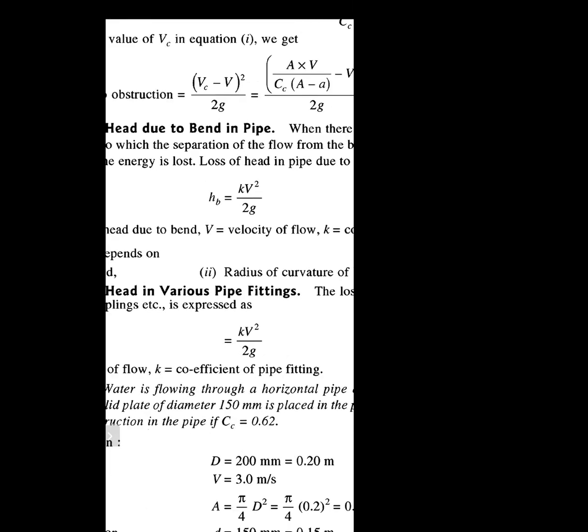But there is a change in constant. In previous case, for loss of head due to bending, K is the coefficient of bending, and here in pipe fitting, K is coefficient of pipe fitting. Okay, and V is the velocity of flow in both formulas. Therefore, these are the minor losses through pipe. Okay. Now we will see one problem.